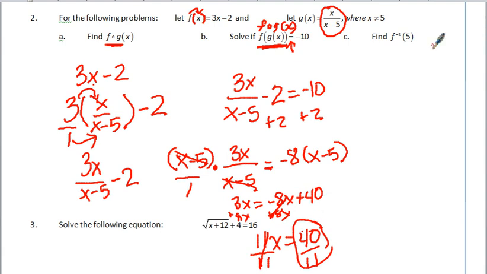Got it? All right. And then the last one, again, pause if you want to write this down because I'm going to erase all this to have lots of room to do my inverse function. So pause.